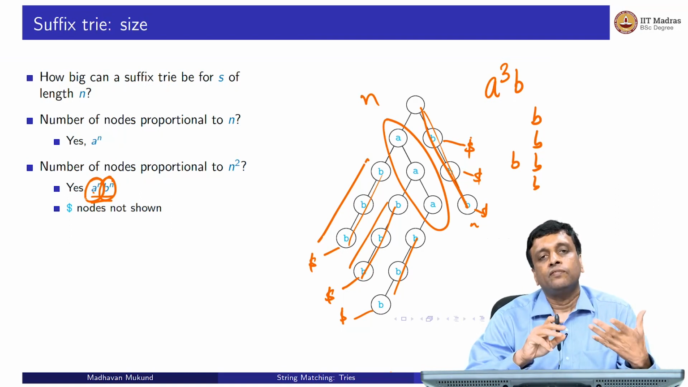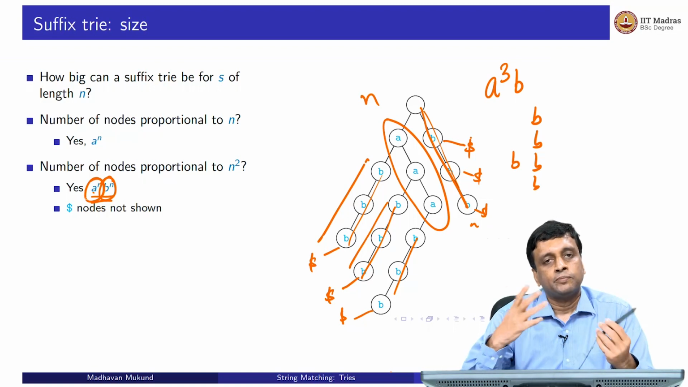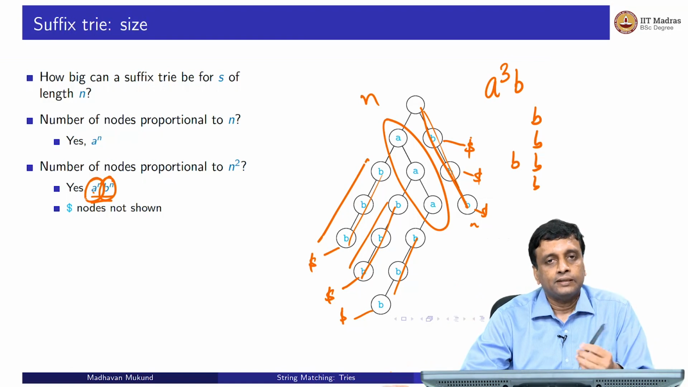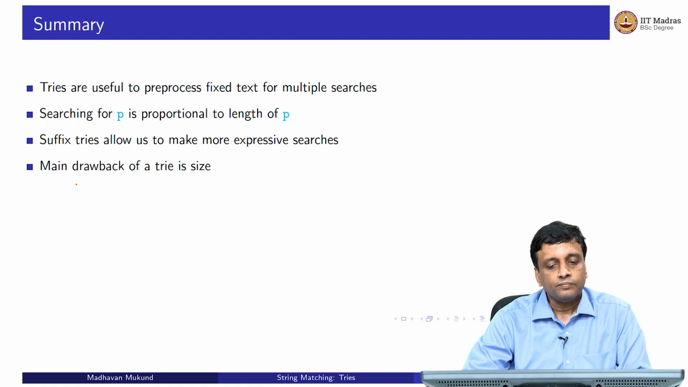So you can have a kind of worst case suffix trie in which you have as many nodes as there are suffixes times letters. But this is something that we already knew, that suffix tries are not very space efficient.